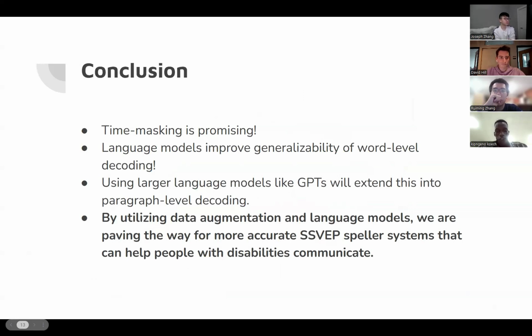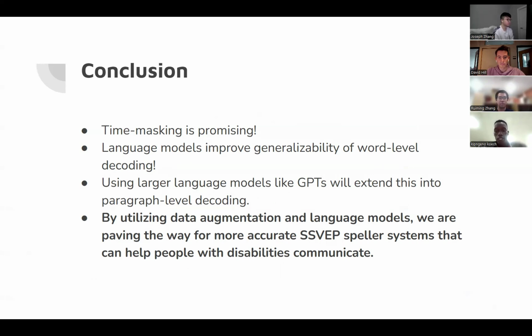To conclude, we found that time masking is a promising augmentation for EEG classification tasks. We also demonstrated that our hybrid model can decode words at high accuracy. To scale this system for more complex tasks like paragraph-level decoding, advanced language models such as GPT will be essential.